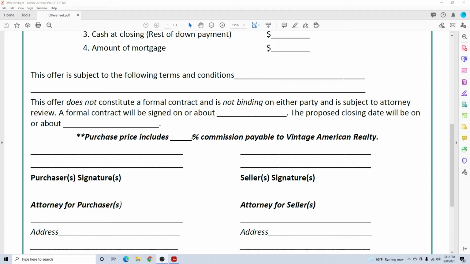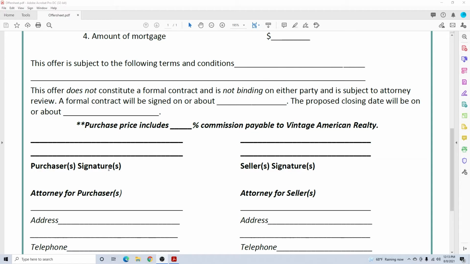Purchase price includes, this is the percentage commission payable to Vintage American Realty. Make sure you look in the MLS, see what they're offering out to buyers' and brokers' agents. Let's say you're a buyer's agent and they're not paying buyer's agents, they're only paying brokers' agents. You want to settle that before you submit the offer. So if they're only paying brokers' agents and you're a buyer's agent, you want to get that settled with the listing agent in a text or an email so that you have proof that they are willing to pay you, before you submit the offer. So this you'll get from the MLS. It'll tell you how much they're paying.